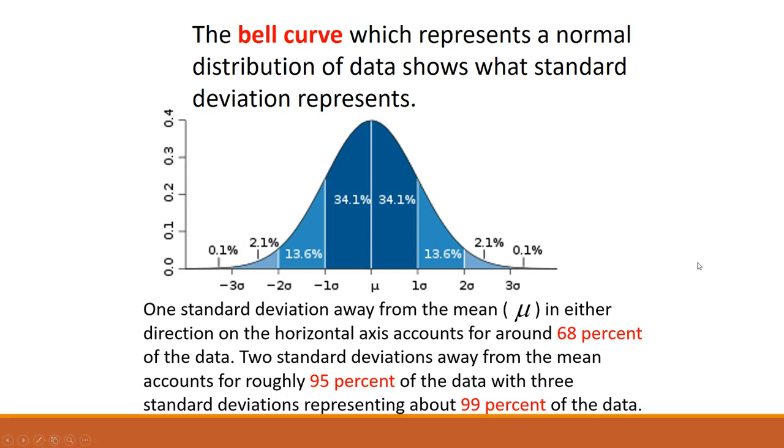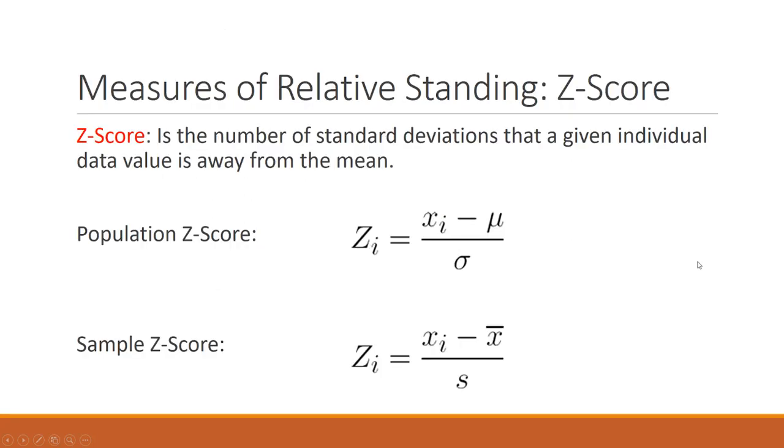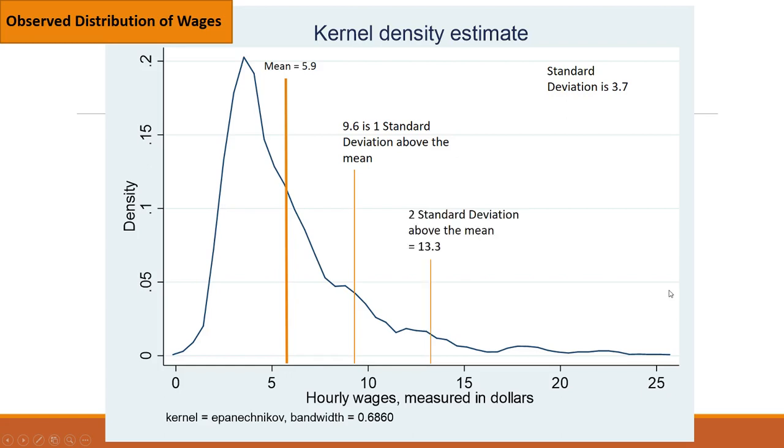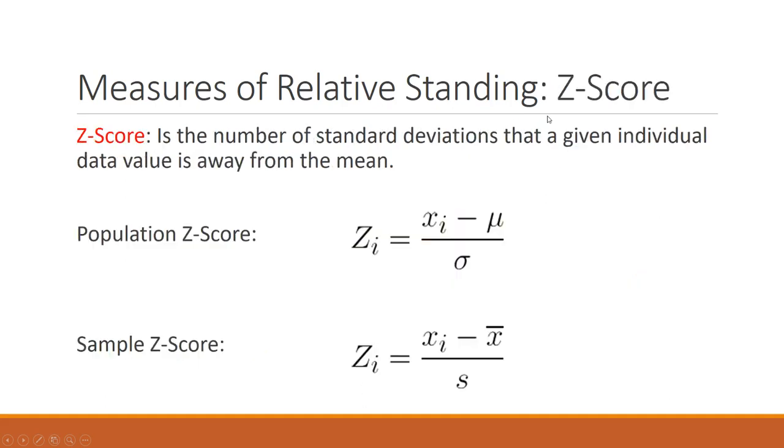All right, that's a very important concept. So what we want to do here, I've been alluding to this. I've been saying, okay, hey, let's go back here. I've been alluding to the fact that any particular value can be measured in terms of the number of standard deviations that they are above the mean. Well, let's make that more concrete. This measurement is called a Z-score. It is the number of standard deviations that a given individual data value is away from the mean.